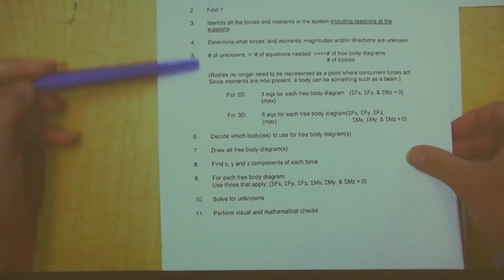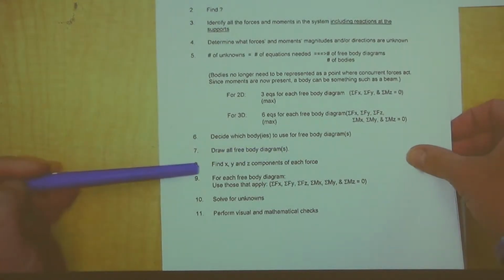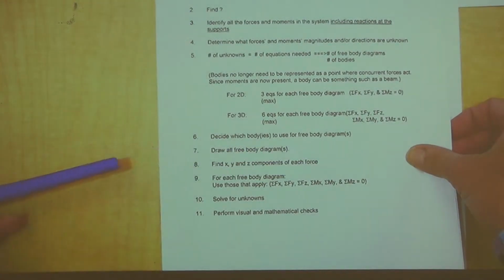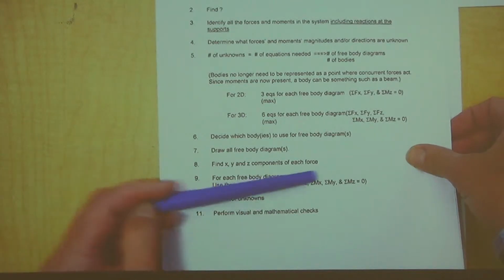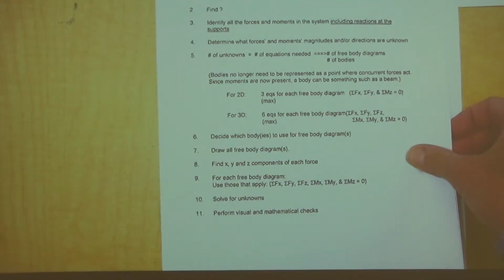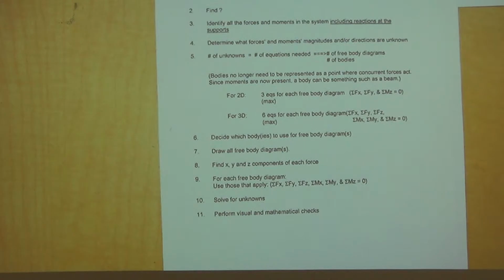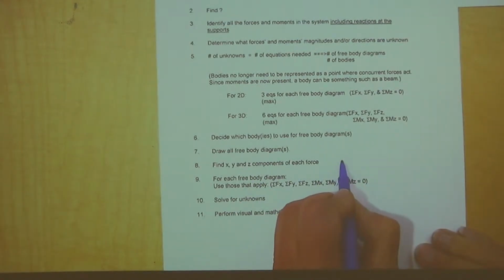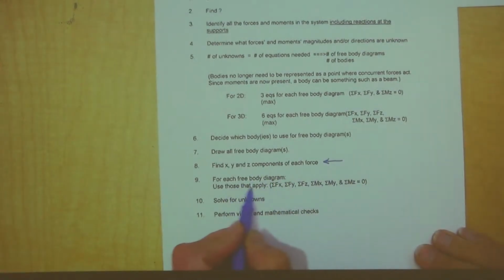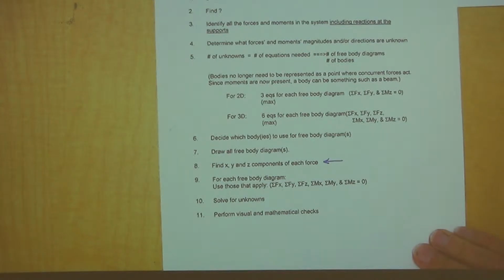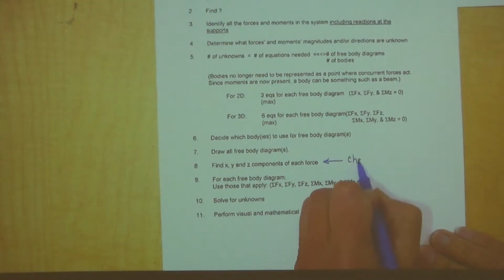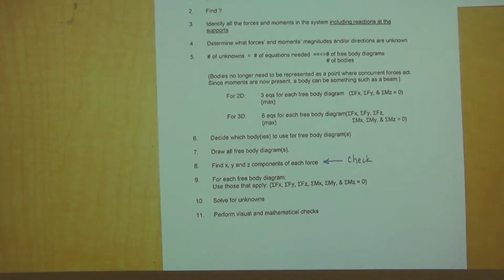So we're all the way down here. Draw the free body diagrams. Find the x, y, and z component of the forces, and then use the equilibrium equations to solve for the unknowns. Why do we do this step? Why do we find the components before we start plugging them into the equations? So we can do a check. Right?